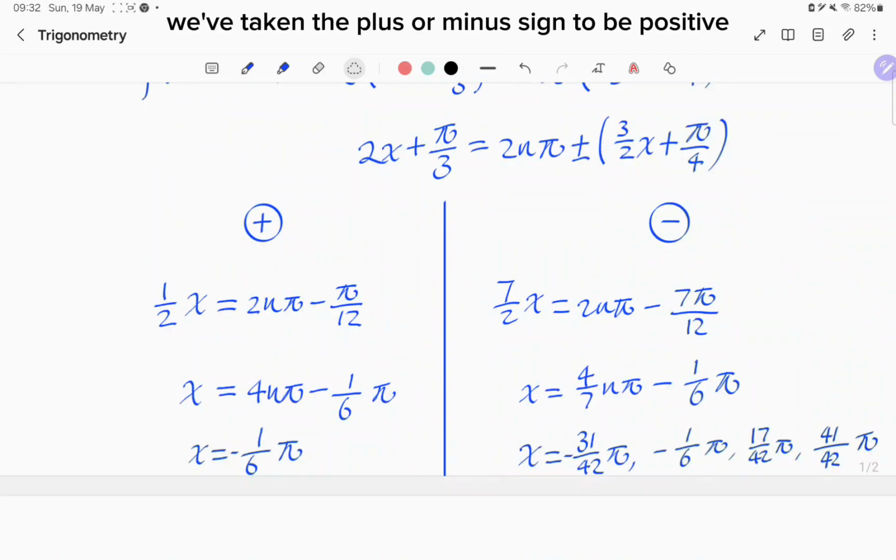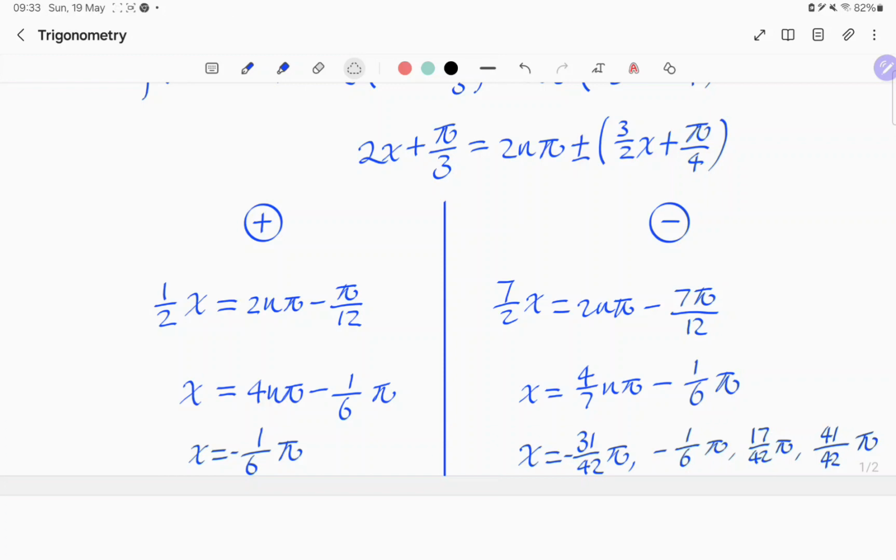Here on the left we've taken the plus or minus sign to be positive, and therefore we have half x equals 2n pi minus pi over 12, and therefore x equals 4n pi minus 1 over 6 pi. x is therefore equal to negative 1 over 6 pi. This is the only answer that lies within the region.